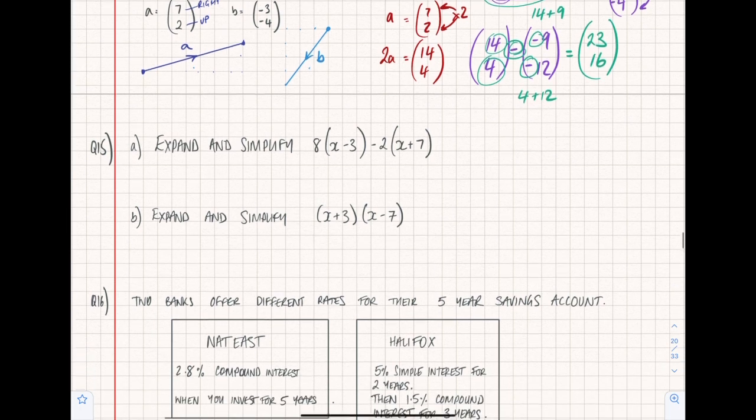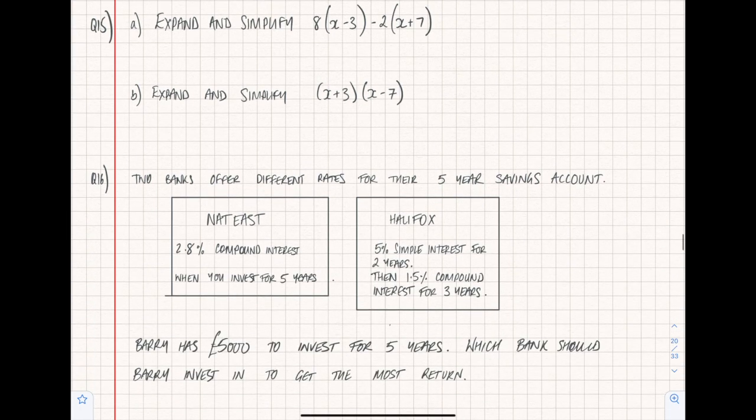Okay, right, question 15, moving now, is relatively simple. It's just a case of making sure that you take your time over the expansion. So outside times the first inside, so that becomes 8x. 8 times minus 3 becomes minus 24. So that's important that you do that bit right. Minus 2 times x is minus 2x. And then minus 2 times plus 7, that's a minus 14.